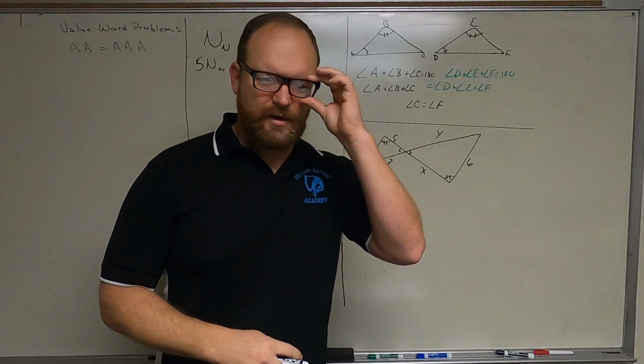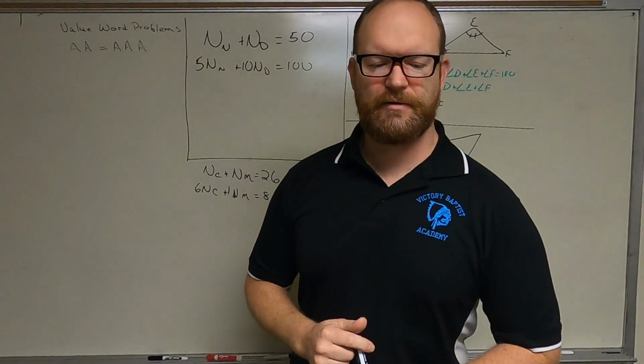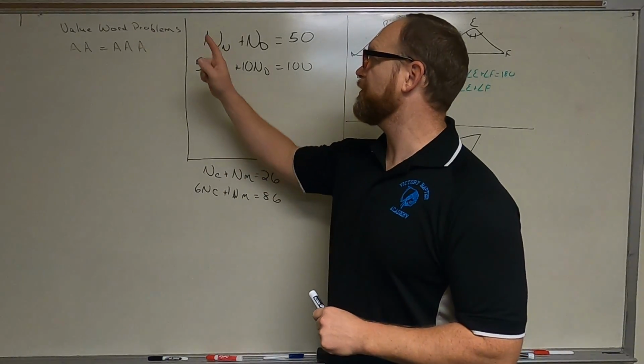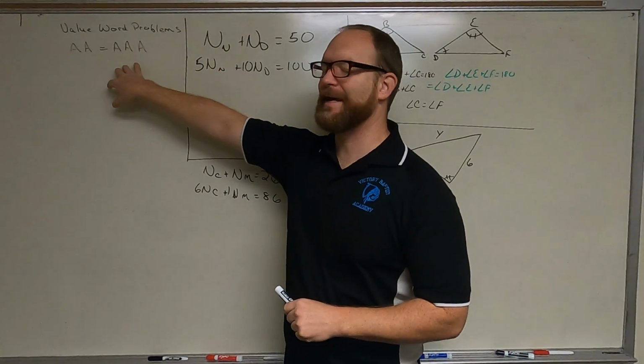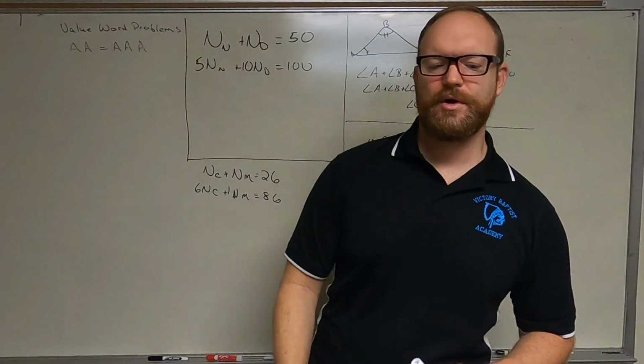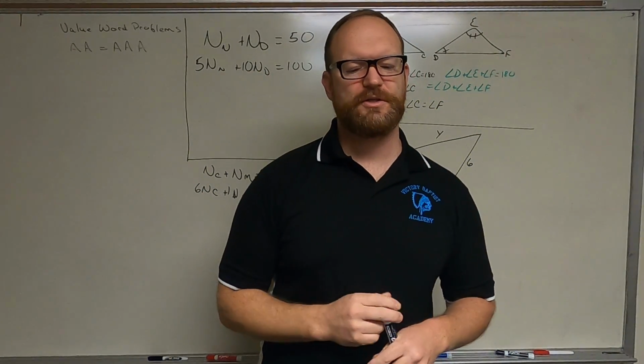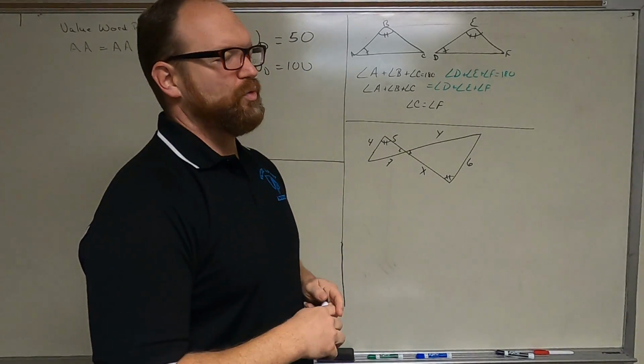All right, guys, we're in lesson 19 of our Algebra 2, or Saxon Algebra 2. We're talking about valued word problems and AA equals AAA, or your book titles it AA means AAA. We'll see what that means in just a little bit. But let's talk about valued word problems before.